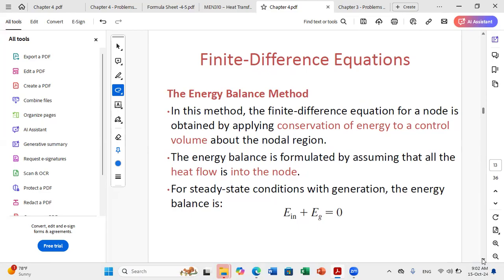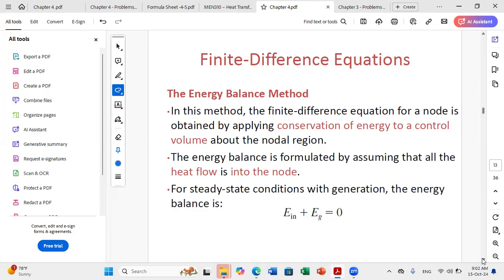Okay, now how will we apply energy balances and solve for such systems? In this method, the finite difference equation for a node is obtained by applying conservation of energy to a control volume about the nodal region. The energy balance is formulated by assuming that all the heat flow is into the node. For steady state conditions with generation, the energy balance will be E in plus E generation equals 0.